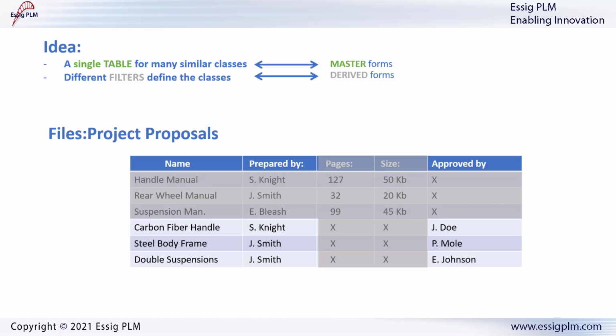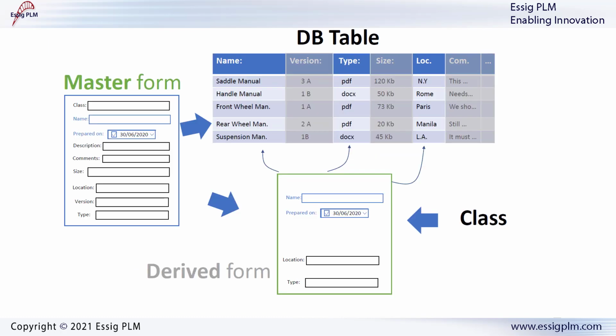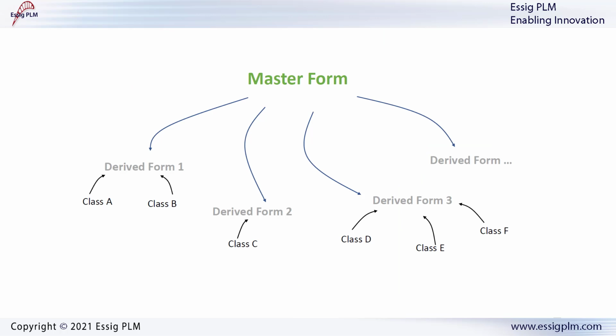In Nexa, the database tables are managed with forms. This video is aimed at explaining how to create forms and the associated database tables and filter the attributes for different classes, and define the front-end interface that allows the users to interact with the objects of the database. There are 2 kinds of forms, the master forms and the derived forms.